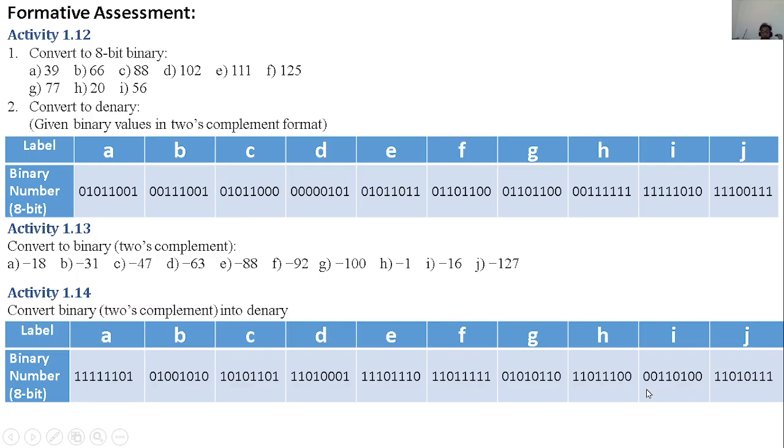You will have to solve these examples, as they will help you in solving your exams. Thank you.